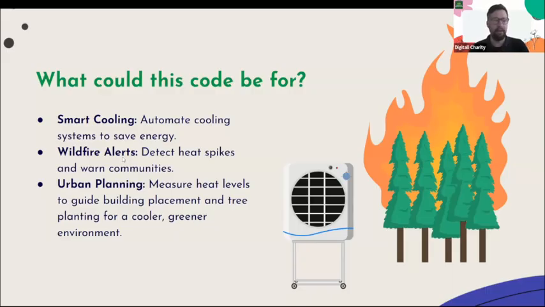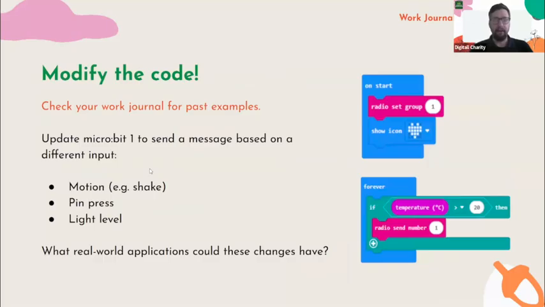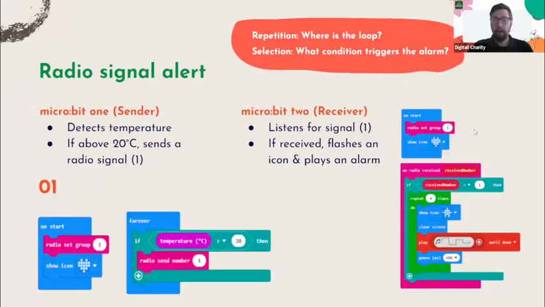It could alert for wildfires. It could help urban planning. Okay, so we can think about placing microbits and keeping track of how many times the alarms go off or things like that, or measuring heat levels to help us guide building placements and so on. Okay, so loads of ideas, hopefully enough to help students think bigger about what these kind of things are useful for.